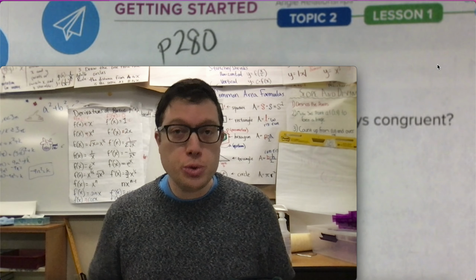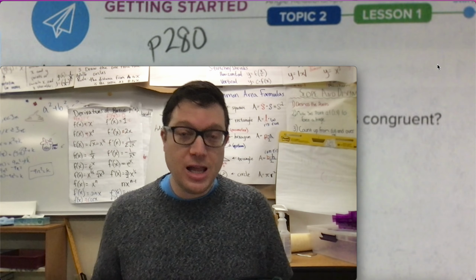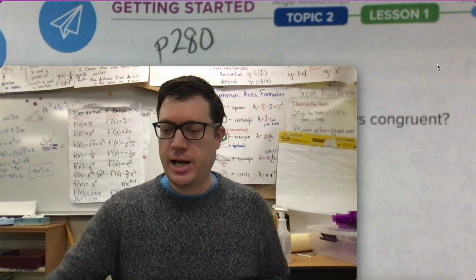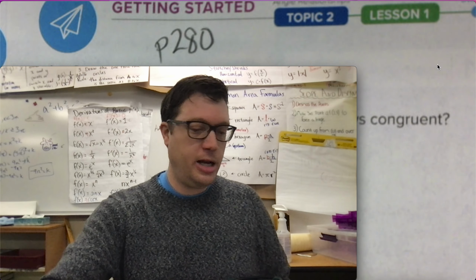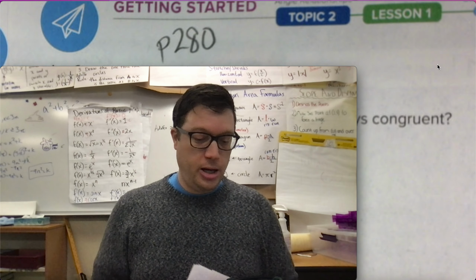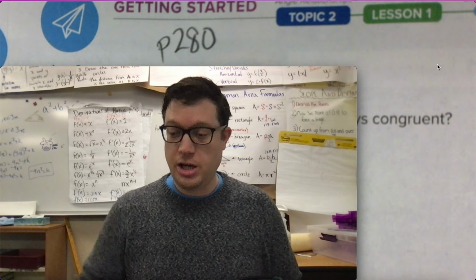In topic 2, justifying line and angle relationships, we're in the first lesson, lesson 1. If you haven't watched page 279's video, that is the setup for this lesson, and it reminds you or asks you to get some note cards and start putting the vocabulary words that we cover in each of the pages.